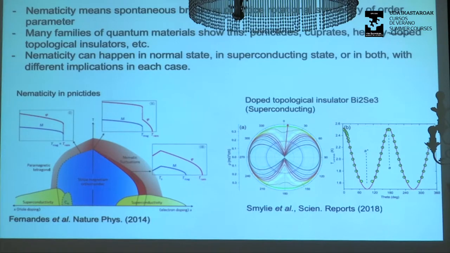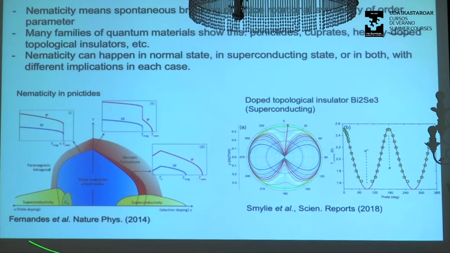The language of nematicity comes from liquid crystals, and it typically means that you choose a direction. You have some order parameter which, if you have a square lattice, you might suspect would follow C4 symmetry, but suddenly your system decides to choose a direction. You go from whatever symmetry, C4, C6, whatever, to C2. Just choose a direction. Now, it can happen in the normal state, in the superconducting state, or in both, and it has different implications depending on when and how it happens.